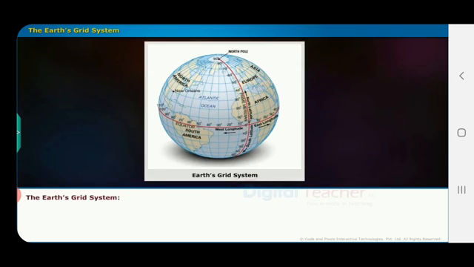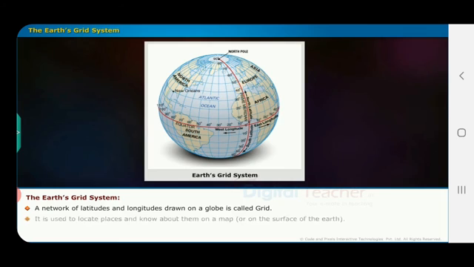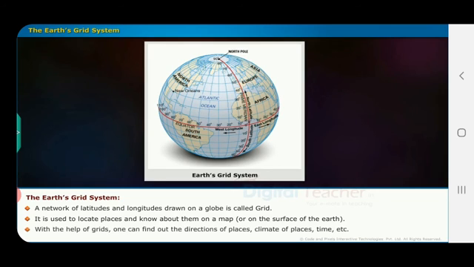Till now, we have seen the process of formation of Earth. Now let us look at the Earth's grid system. A network of latitudes and longitudes drawn on a globe is called grid. It is used to locate places and know about them on a map or on the surface of the Earth. With the help of grids, one can find out the directions of places, climate of places, time, etc.